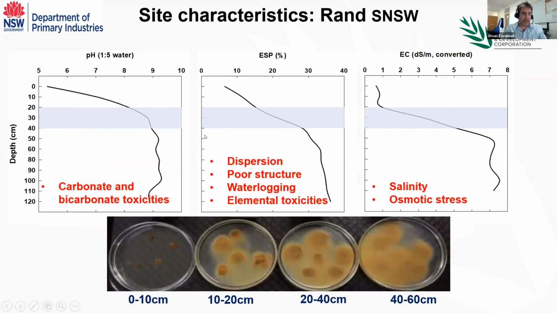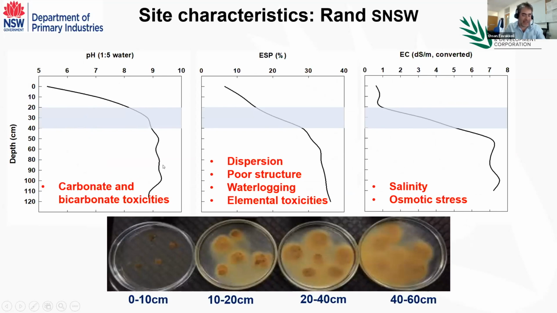I'll give you some case study. I think I'm running out of time, and I've got quite a lot of slides to go through, but I'll go very quickly, Felicity. So this is an example from southern New South Wales. We've got a property that has a pH of about 5 in the surface, and as you go into the deeper soil profile, that pH goes up to 9.